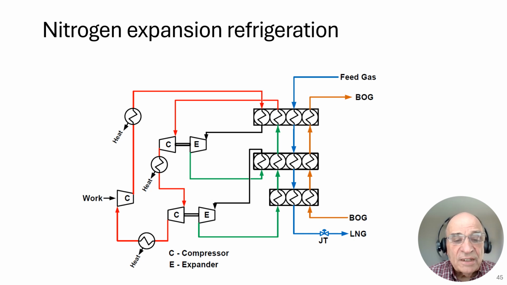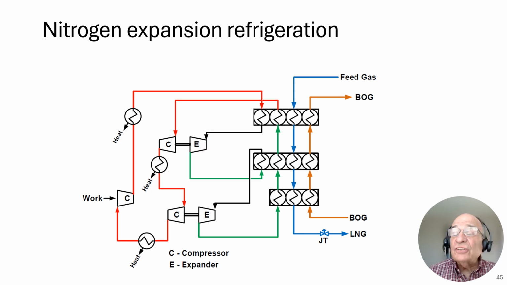So take a look at the pressures. This is the highest pressure. Then it goes through here, drops down to a lower pressure, goes through here, drops down to a lower pressure yet, and gives up its refrigeration by extracting heat from the feed gas. Then it gets compressed up to a higher pressure, then to a higher pressure yet, then to the highest pressure in this nitrogen loop. And this loop continues using the same nitrogen.